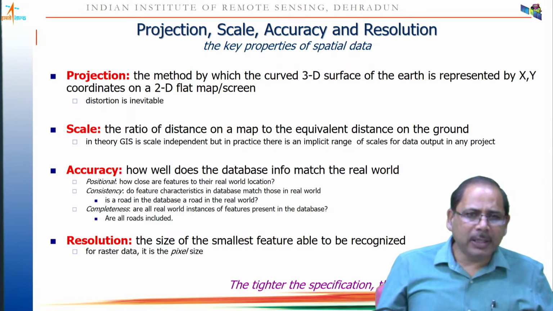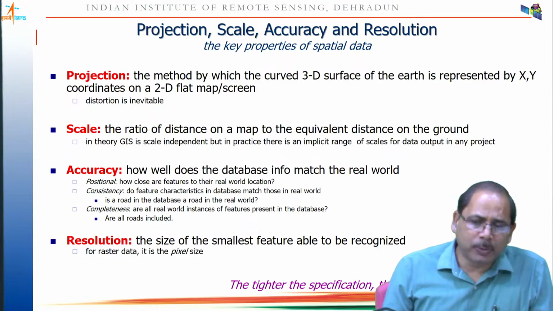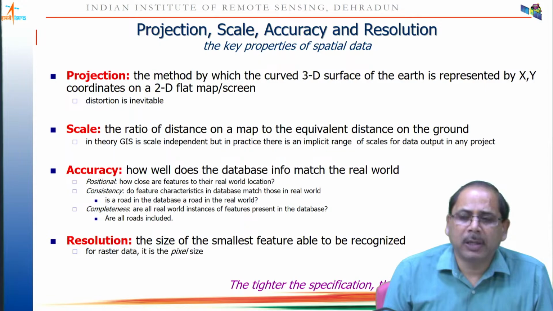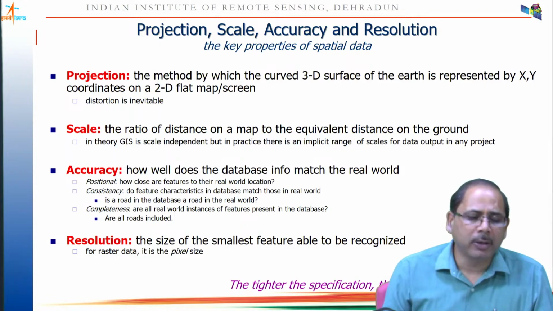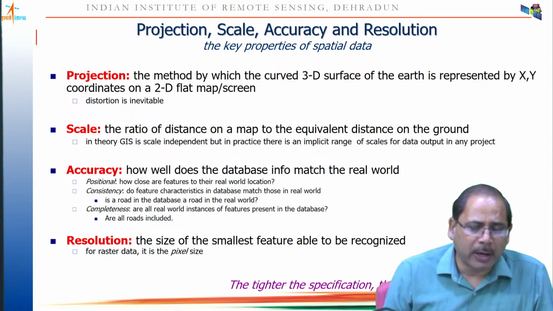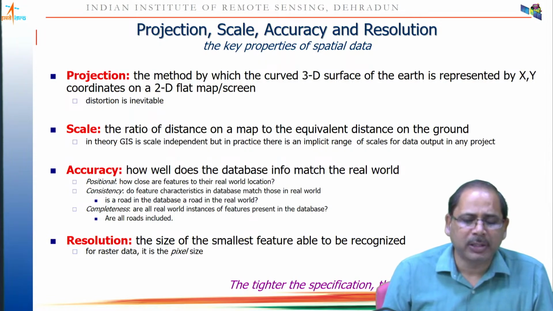The accuracy is very important. Here is how we deal with the accuracy of geospatial data. There are three types of accuracy parameters which are very important: positional accuracy, consistency, and completeness. Positional accuracy means how close features are to their real world locations. Consistency asks whether feature characteristics and the database match the real world. Completeness asks whether all real world instances of features are present in the database.